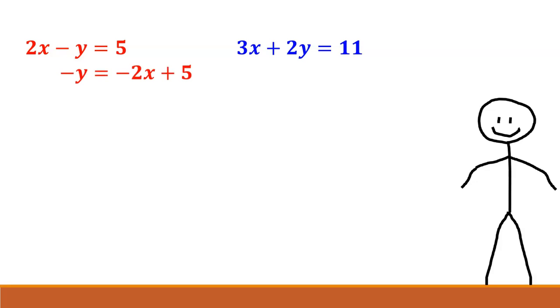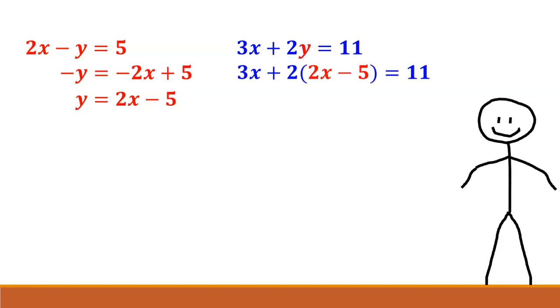If we subtract the 2x from both sides of the equation, and then multiply both sides by -1, we've rewritten the first equation so that it's solved for y. And we have a substitution for y that we can use in the second equation. When we substitute 2x minus 5 for the y in the second equation, we have an equation with only the variable x in it. And now we can go ahead and solve for x.